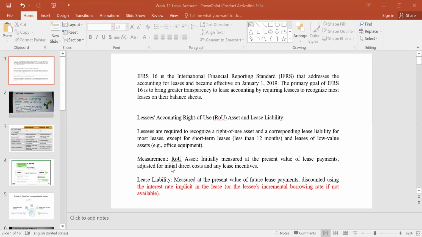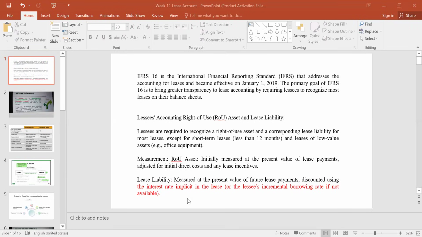Then measurement: the right of use asset is initially measured at the present value of lease payments. You have to consider the initial price, adjusted for initial direct cost and any lease incentive. Initial direct cost means, when you are involved with the lease agreement, the amount you expense for the lease purpose. This expense is called initial direct cost.